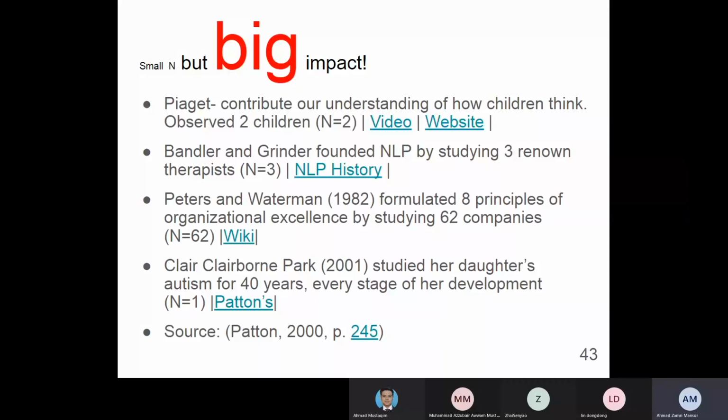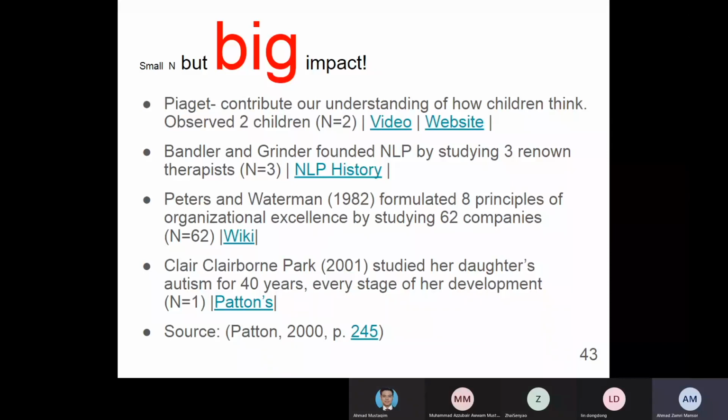This is the question normally asked by quantitative researchers: your n is so small, your sample size is so small, so your research is not valid. That's what they are asking. Our answer is, although the sample size is small, it has big impact. There are many examples of scholars in the past. Although their samples were small, they made big contributions to our scholarly world. You can see the examples here.